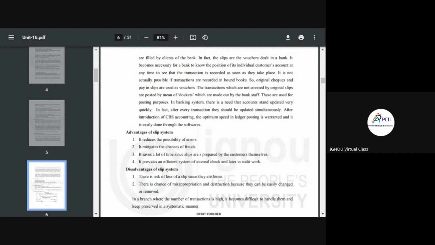Next one is the disadvantages of slip system. There is basically a risk of loss of a slip since they are loose. The second one is there is a chance of misappropriation and destruction because they can be easily changed or removed. In the branch where the number of transactions is high, it becomes difficult to handle them and keep them preserved in a systematic manner.